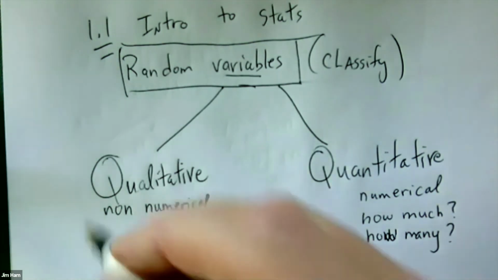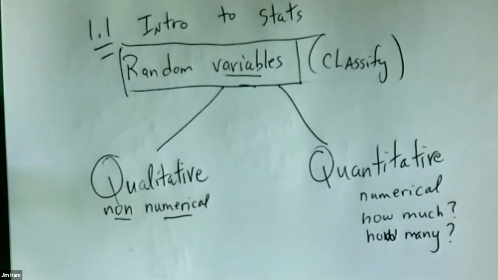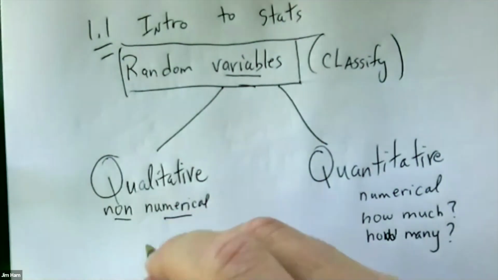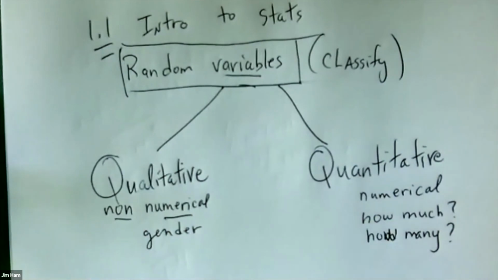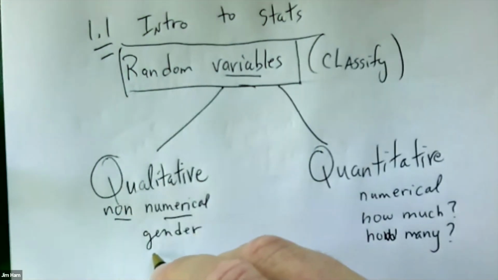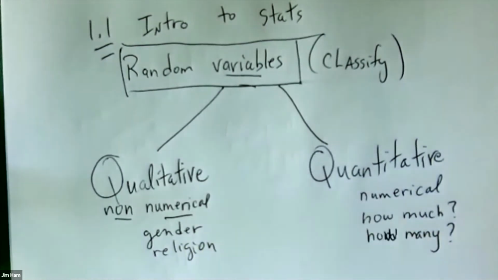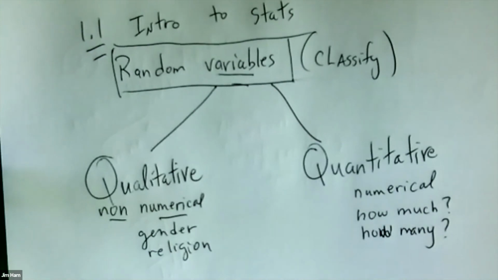Non-numerical variables, well, take your gender. How would you classify your gender? You certainly wouldn't answer that question with a number, right? I'm a 7. No, that's not what we're talking about. Your religion: someone asks you your religion, you'd say Christian Protestant, or Christian Catholic, or Jewish, or Muslim, or none of the above. But you wouldn't answer those with numbers. So that's the big difference between quantitative and qualitative.